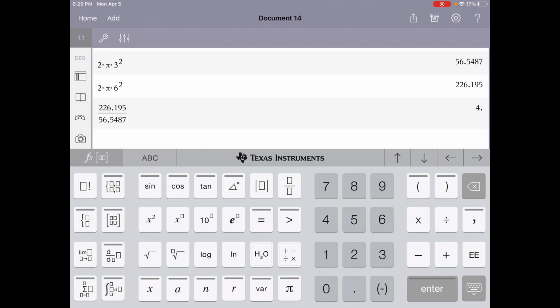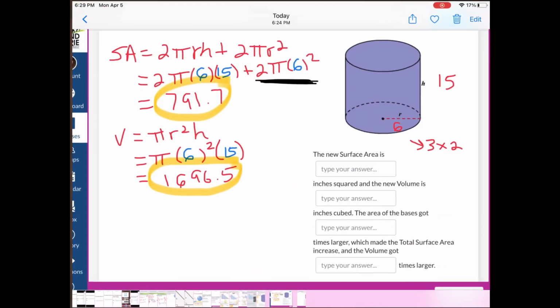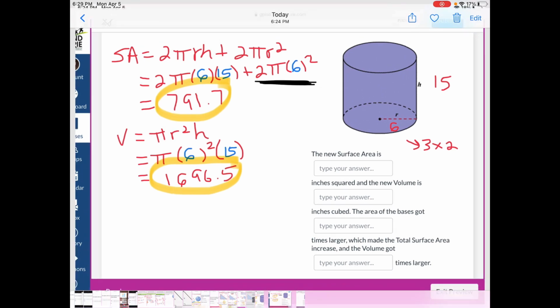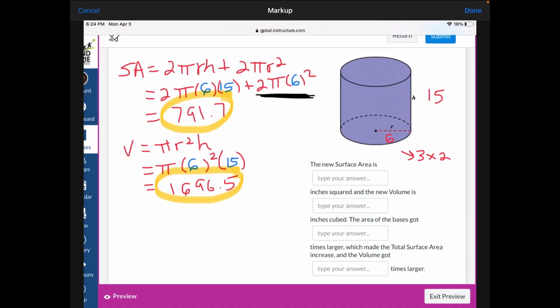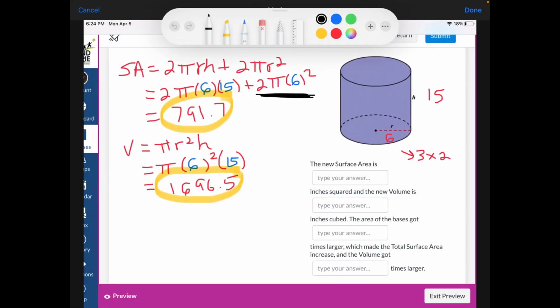And it's going to give me a perfect, beautiful number 4. That means that the area of the circle for this cylinder became 4 times bigger. We actually increased it 4 times. And so that's what we're going to put here. The area of the bases got 4 times bigger.